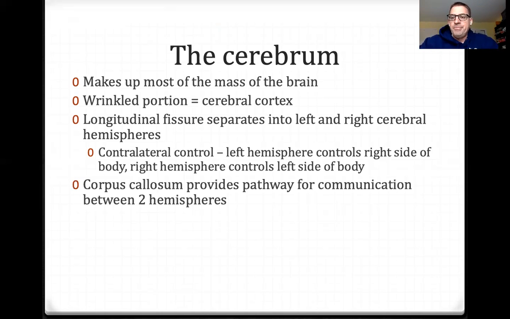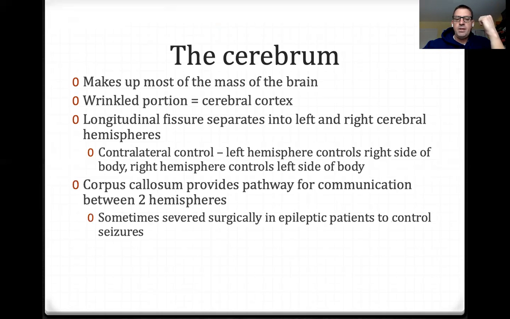Okay, there is a structure called the corpus callosum that provides the pathway for communication between the 2 hemispheres. Okay, and in severe cases of epilepsy, where patients have seizures frequently, one radical surgery that's done is to sever that corpus callosum.